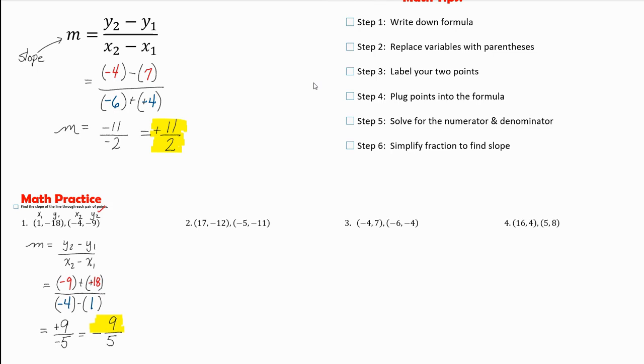That is pretty easy when I look at these math tips and I follow each of these 6 steps. So what I'm going to ask you to do right now is to pause the video so you can work on problems number 2, 3, and 4. And then when you're finished, let's check our answers when we return.